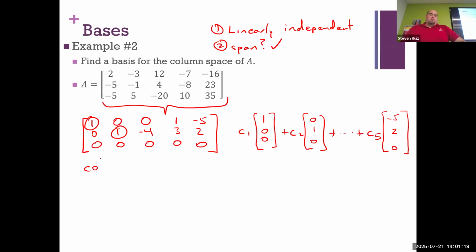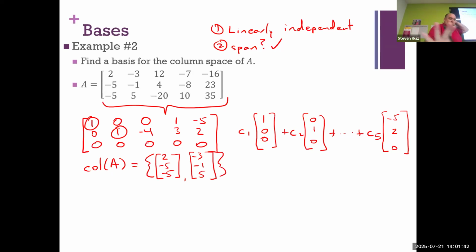So I think the notation that Infinity will give you is this: call A is equal to the basis of these 2 vectors. 2, -5, -5. -3, -1, 5. Because that reduction we did shows that basically x3, x4, and x5, you could cobble those together based on the first two columns.